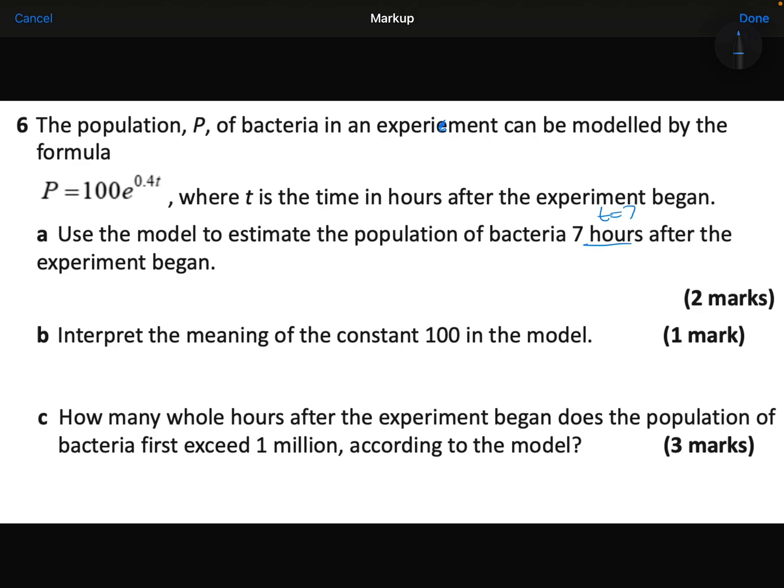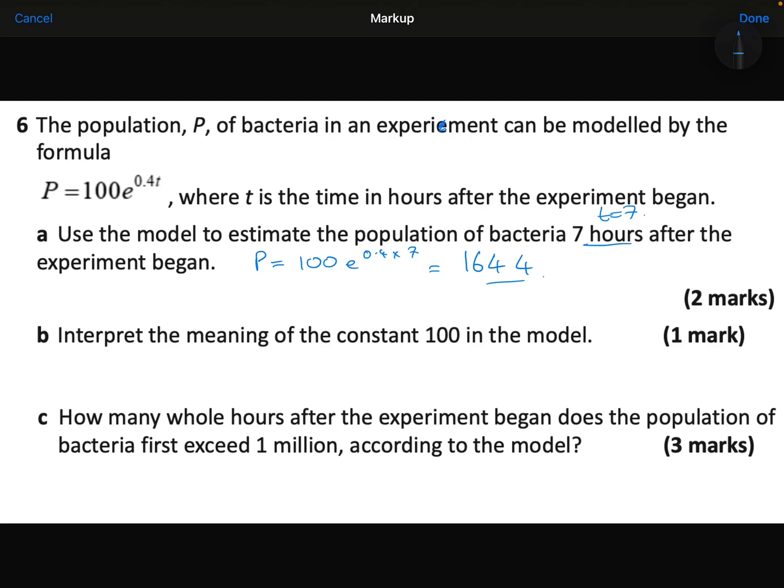So t is 7. If I substitute 7 into the formula, that's going to tell me the population P. So if I do 100 times e to the power 0.4 times 7, and I substitute that into my calculator, I'm going to get 1,644. That's the population of the bacteria after 7 hours. So that's part A of the question.